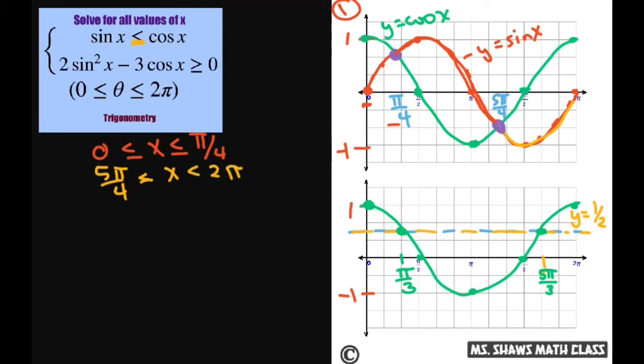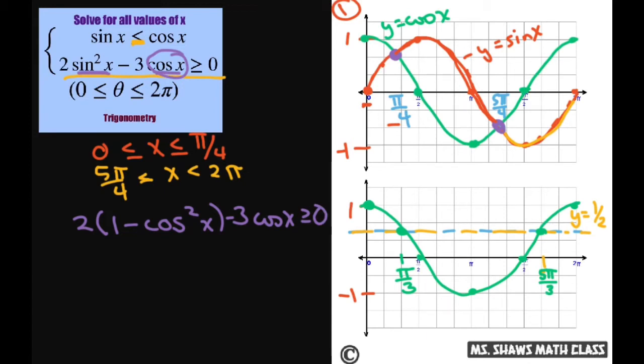All right. So now that we have that, let's go on to the second one. We want to know where this is going to be greater than or equal to 0. So what we want to do is write this, it's a quadratic. So we want to write this as 2, and write everything in terms of cosine. Since this cosine is linear, let's write this one as 1. Using your Pythagorean identities, cosine squared of x minus 3 cosine of x is greater than or equal to 0.